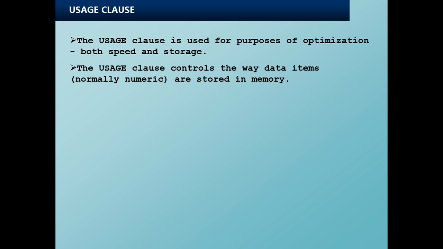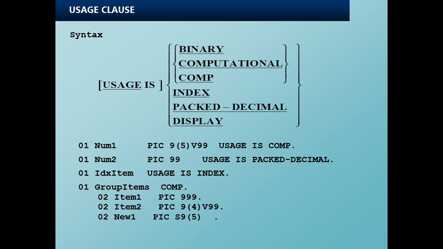Now, in the previous video, we saw a display statement, and display is the default usage clause. The number of bytes required equals the size of the data item, whatever we have given in the PIC clause. That is what it is by default, usage display. Now you can use usage binary, usage computational, usage COMP. All three mean the same thing.